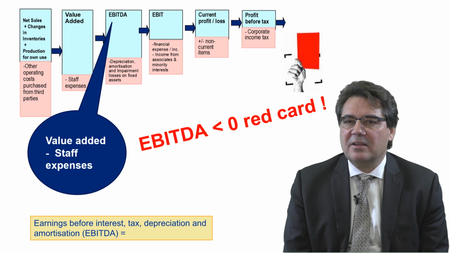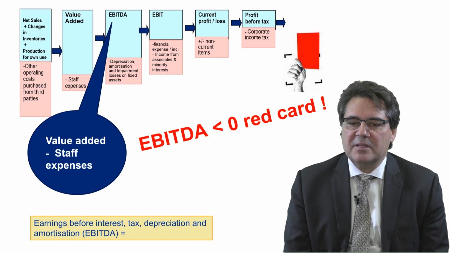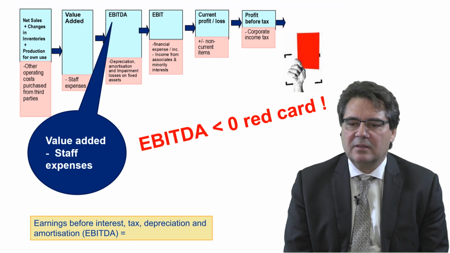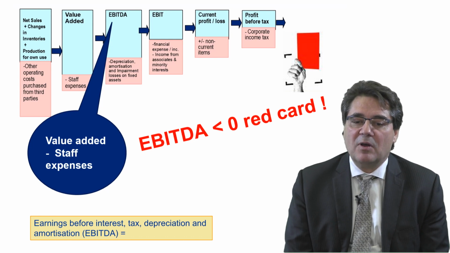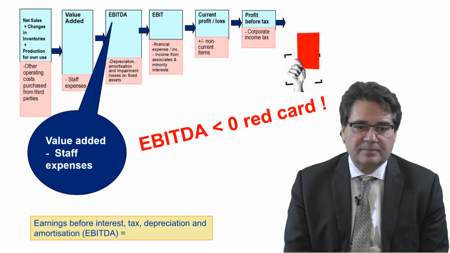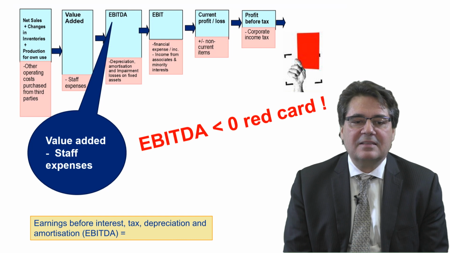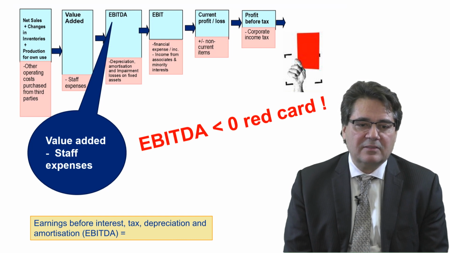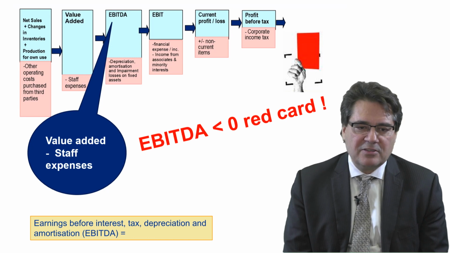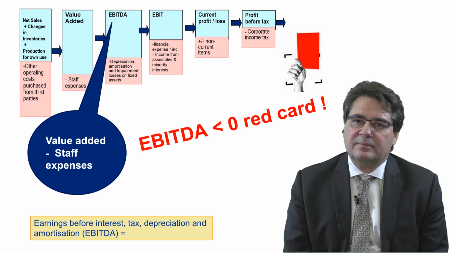EBITDA is not affected by non-cash charges. The EBITDA is a good proxy for cash generation capacity of the company. A negative EBITDA means that the company is facing some operational difficulties or that it is poorly managed. So you take value added, you deduct staff expenses to get the EBITDA. EBITDA means earnings before interest, tax, depreciation, and amortization.